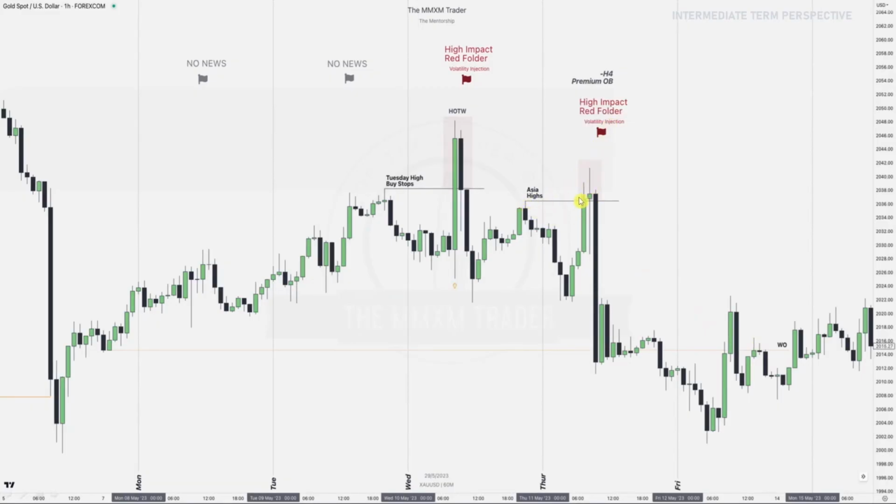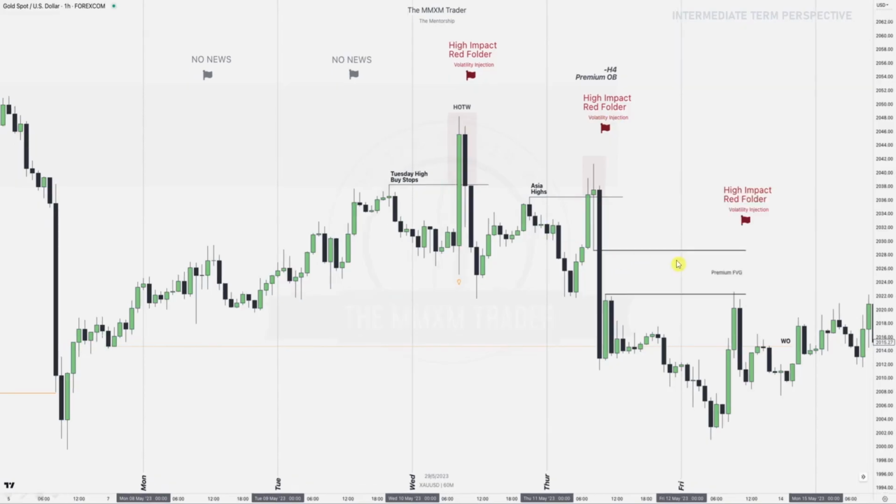So we want to see that external range back to internal, right? And then we got this external raid over here, order pairing, high resistance liquidity run, because we see an immediate rejection after we take out that high, right? And Friday we have another high impact red folder, right? Volatility injection, making it even more probable to draw into our longer term perspective, which is that weekly fair value gap, right? We got a premium fair value gap over here. We dip into that premium fair value gap and we still continue our way down into the sell side of the curve.